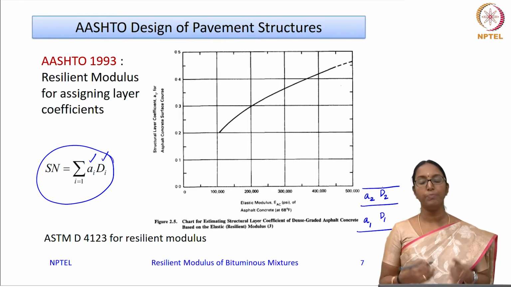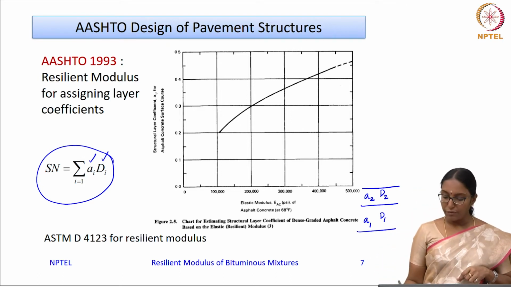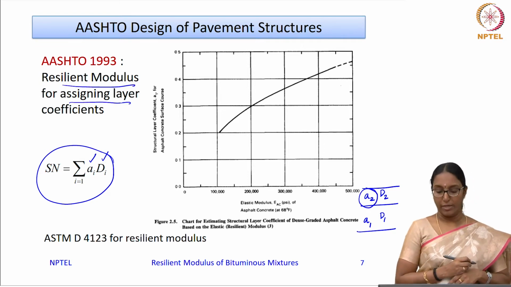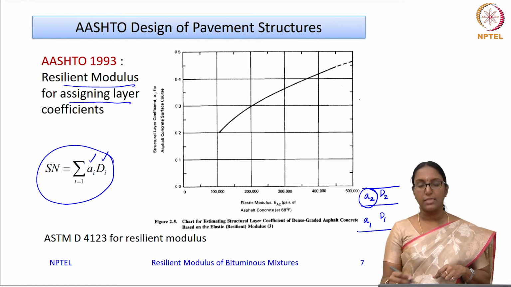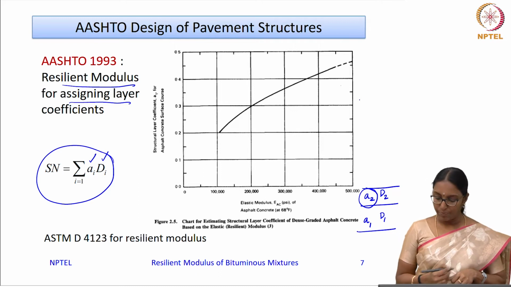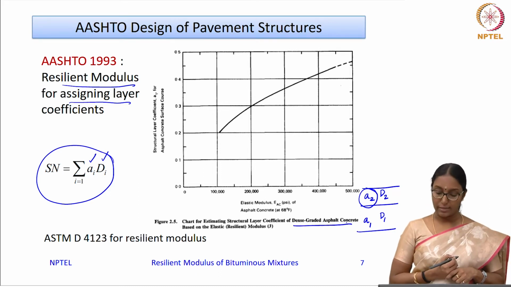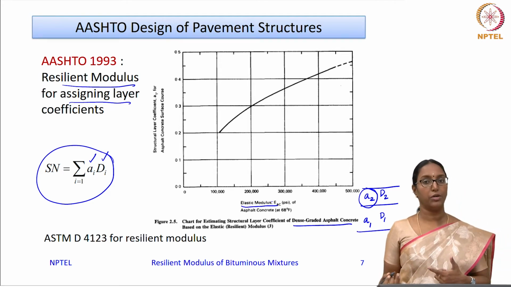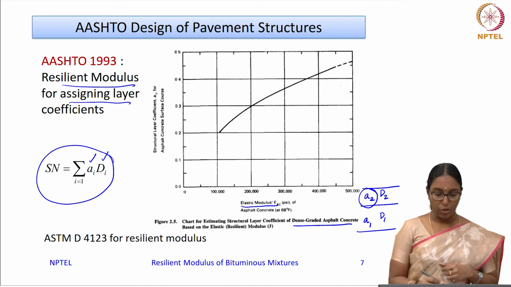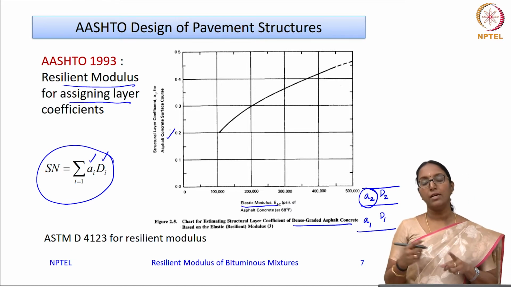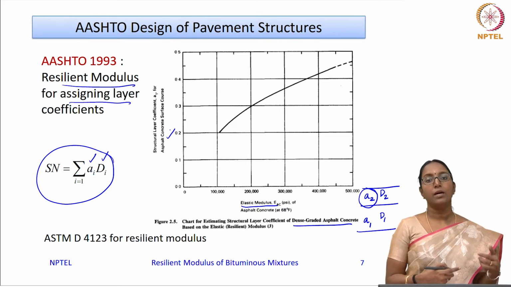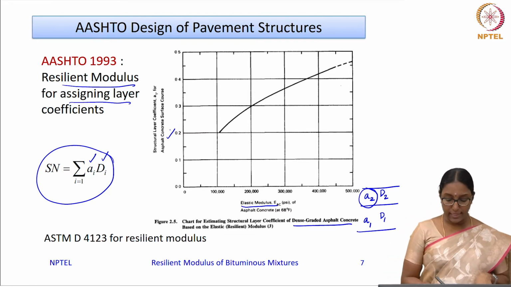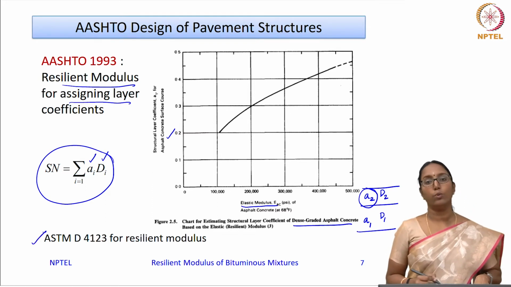So that is the whole procedure, in which the layer coefficient for the bituminous materials is defined in terms of the resilient modulus. As you can see from this chart for estimating the layer coefficient for bituminous layers, this is for dense graded asphalt concrete, and it is given based on the elastic modulus of this material. It is denoted as elastic modulus or resilient modulus. Based on the elastic modulus, the layer coefficients are identified. So these layer coefficients go into the design of flexible pavement layers as per AASHTO 1993, and the resilient modulus was determined as per the D4123 protocol.